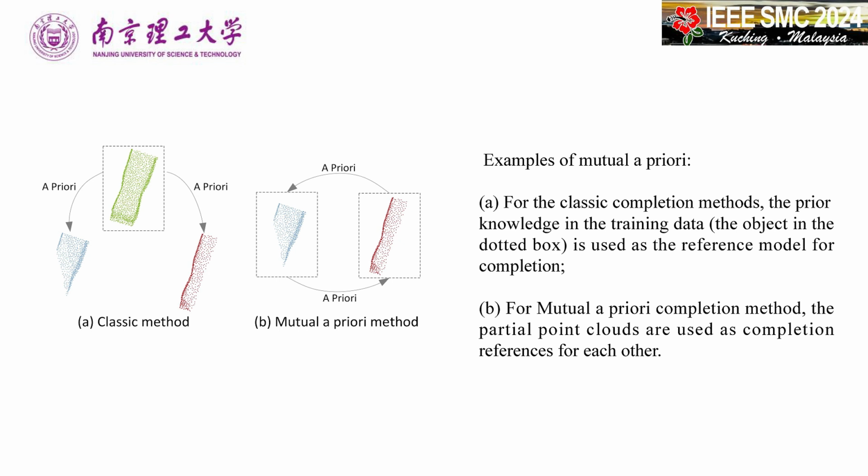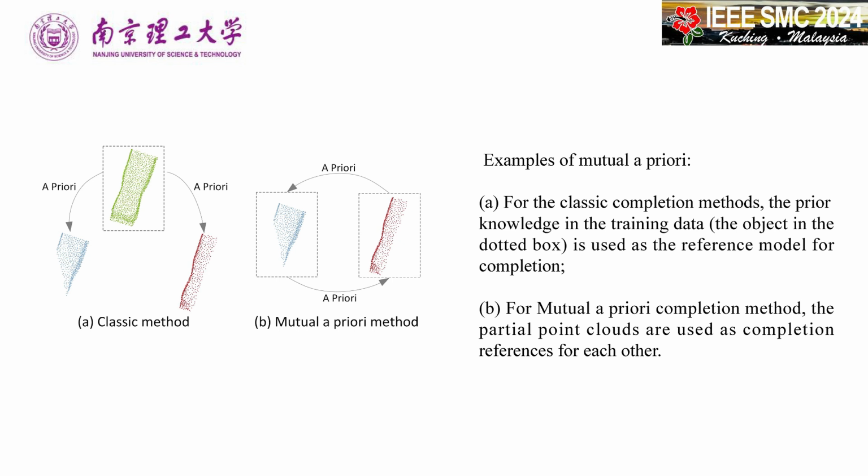Our work continues with the second method, using completion to improve registration accuracy. Classic point cloud completion methods attempt to leverage prior knowledge from the training dataset and use objects from the dataset as references for completing partial point clouds, as shown in Figure A. A significant limitation of this approach is that the completion results tend to be biased towards the training objects and cannot be directly applied to unseen objects.